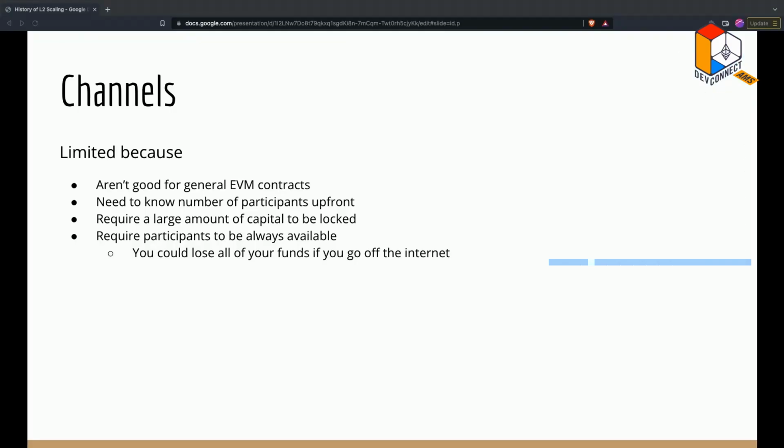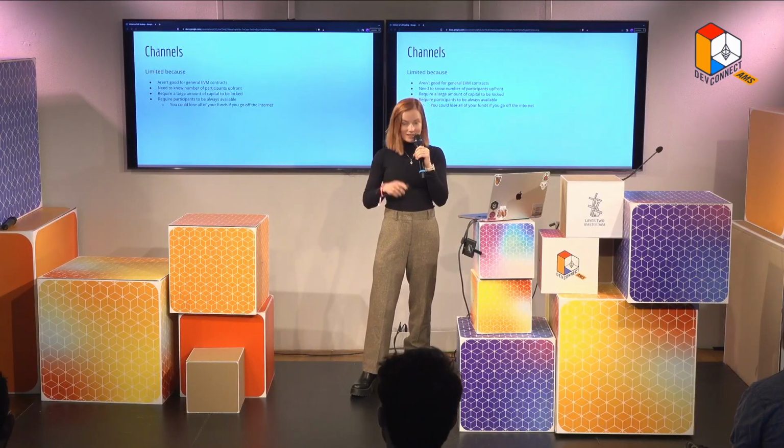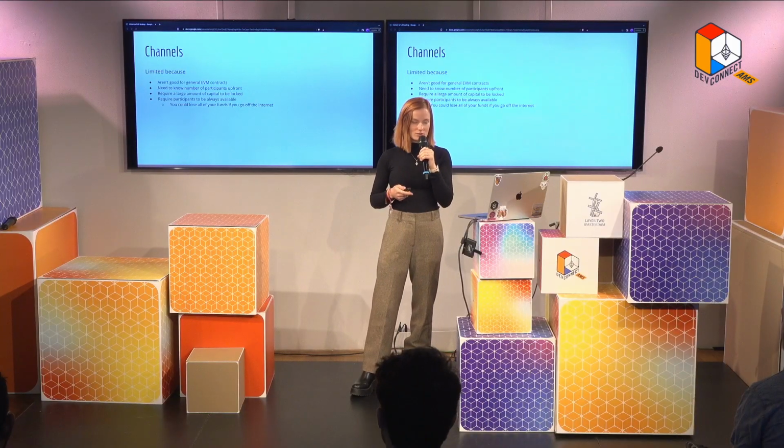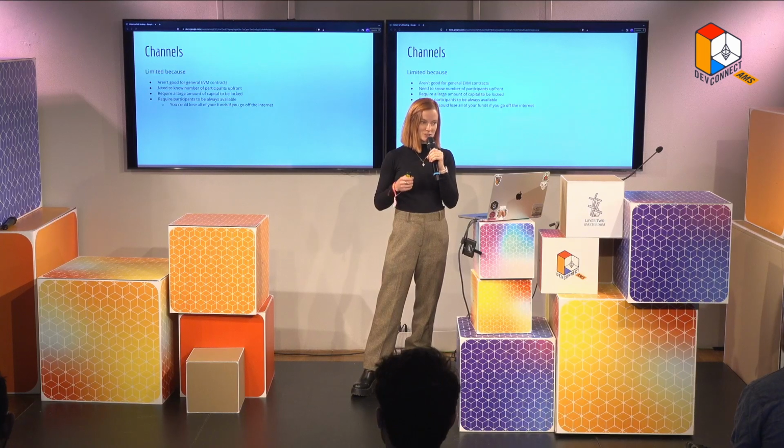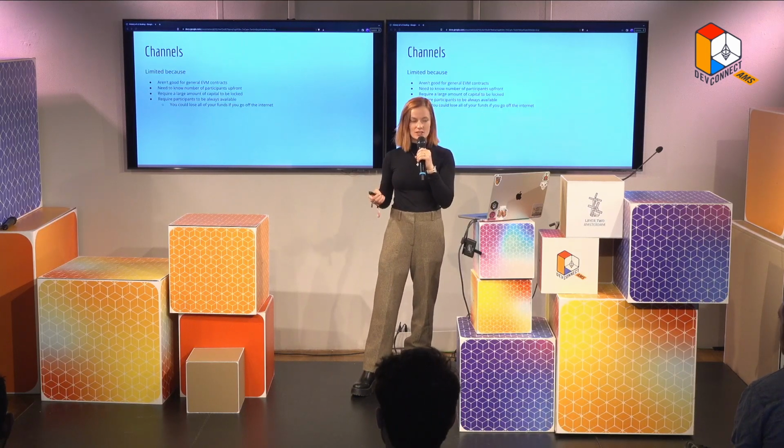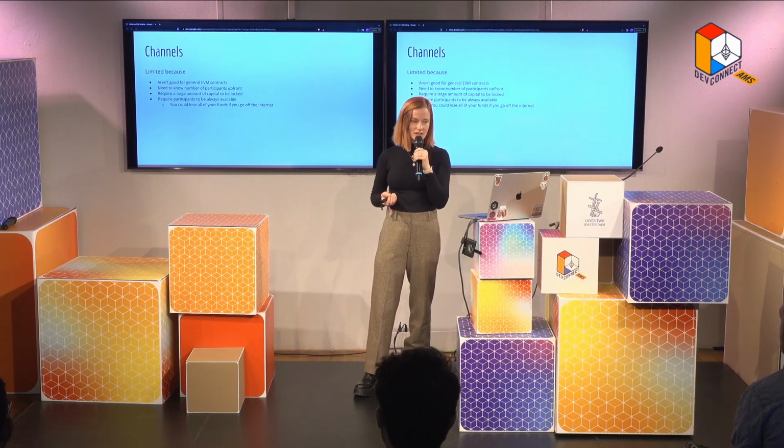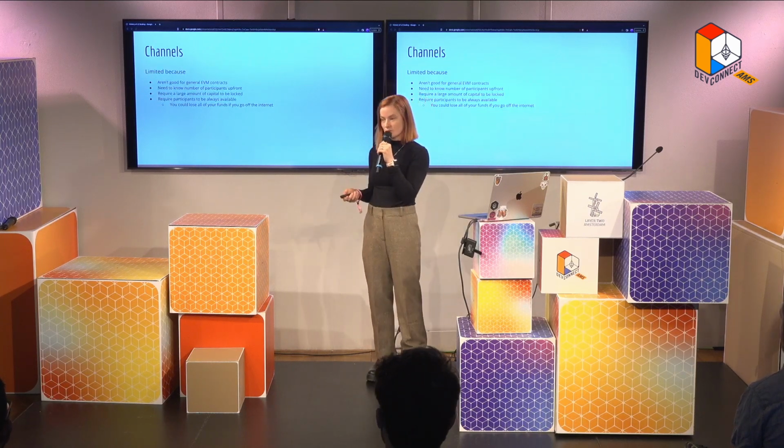Channels are limited because they aren't great for general EVM contracts, and you need to know the number of participants up front. They cannot be used to send funds off-chain to people who are not yet participants, which is a constraining factor, and it requires a large amount of capital to be locked up ahead of time. And it requires participants to be available. Someone has to be online until the channel is closed to make sure that the new state is sent to the blockchain. So you could lose all of your funds if you go off the internet, which is why people will pay other servers to maintain the ledger for them.